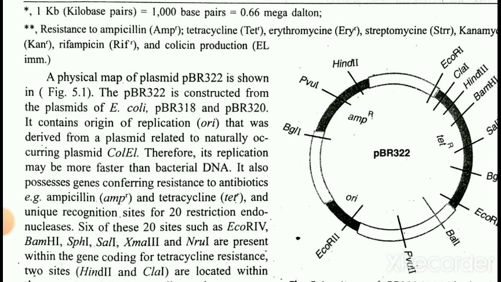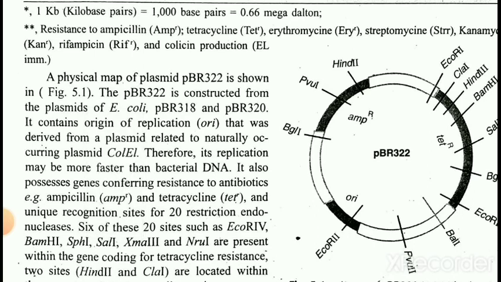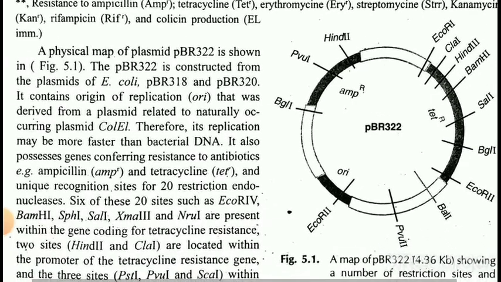The pBR322 is constructed from the plasmids of E. coli, pBR318 and pBR320. It contains an origin of replication, ORI, that was derived from a plasmid related to the naturally occurring plasmid ColE1. Therefore, its replication may be faster than bacterial DNA. It also possesses genes conferring resistance to antibiotics, e.g. ampicillin, AMP, and tetracycline, TET, and unique recognition sites for 20 restriction endonucleases.